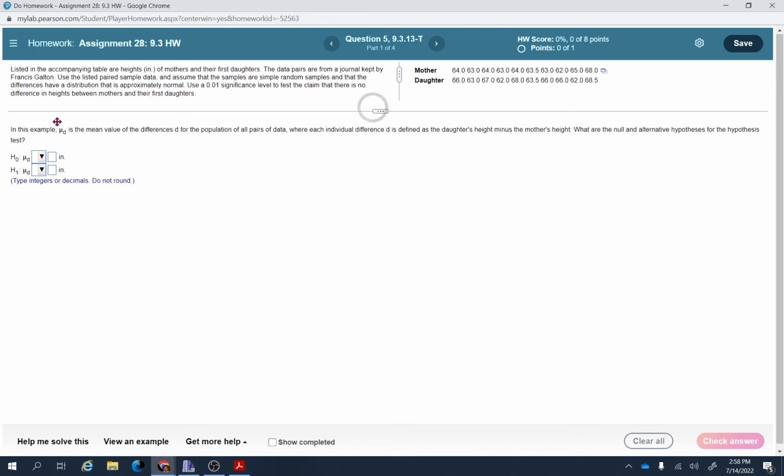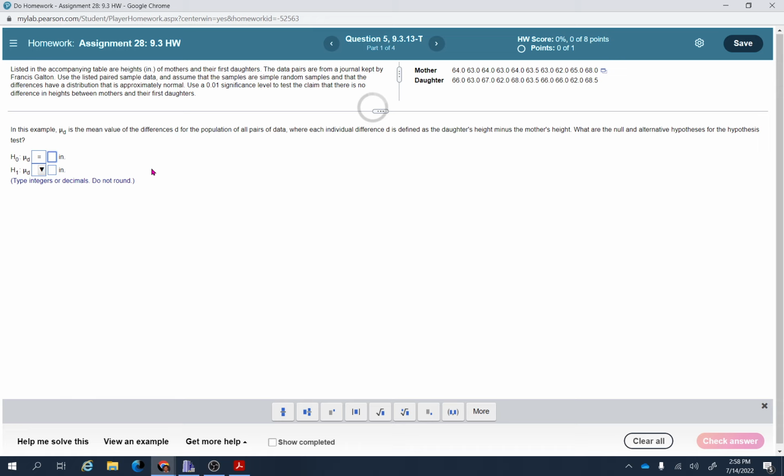So here mu d means the average of the difference between the heights, and the null hypothesis means there is no difference, so the mean has to be 0. That's the null hypothesis. And the alternate hypothesis is that it's not equal to 0. Okay, not equal to 0.